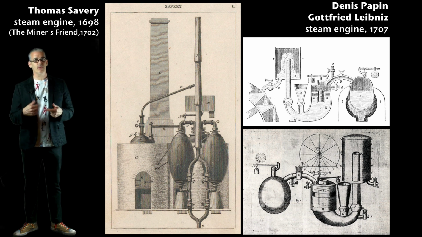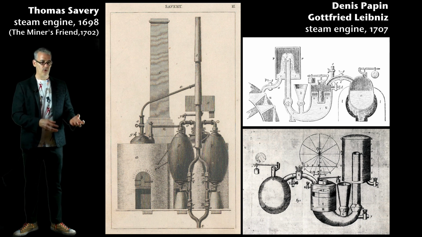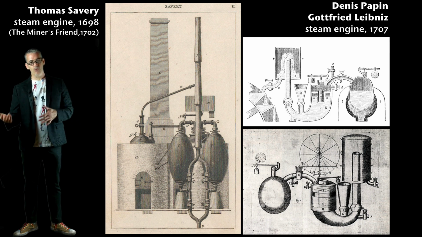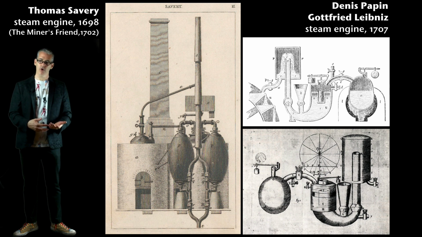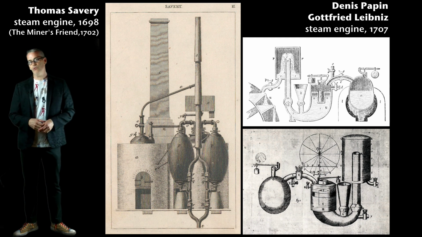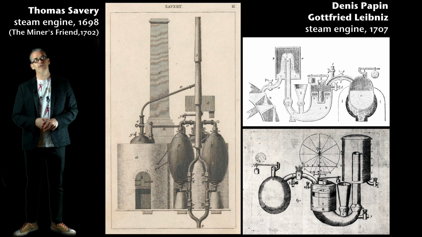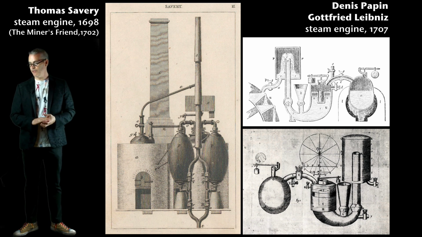So this is a self-perpetuating cycle. We need more coal, we have to dig deeper. We need power to move the water out of the mine to get more coal. And at the time, water was removed from mines with buckets. So there was a real race to figure out how to keep mines dry through some mechanical means.